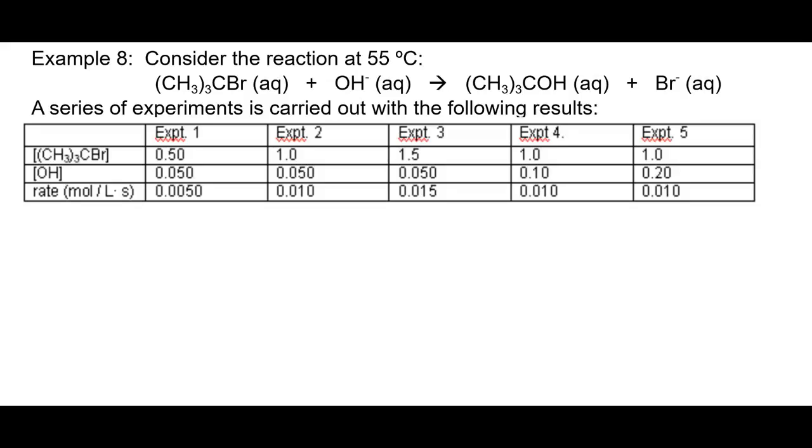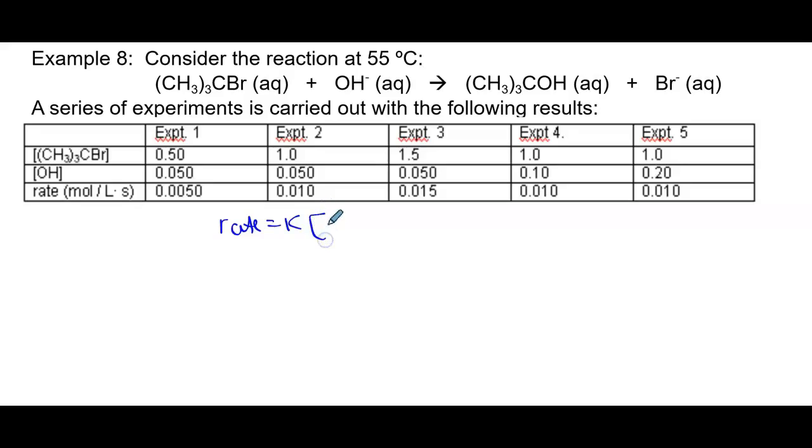Okay, so now example 8 is a little more difficult than example 7, and that is because we don't have one reactant, we have two. So there are some things that we have to consider when dealing with a two reactant problem, or two or more reactants. So we're going to start by writing the expression rate equals k.